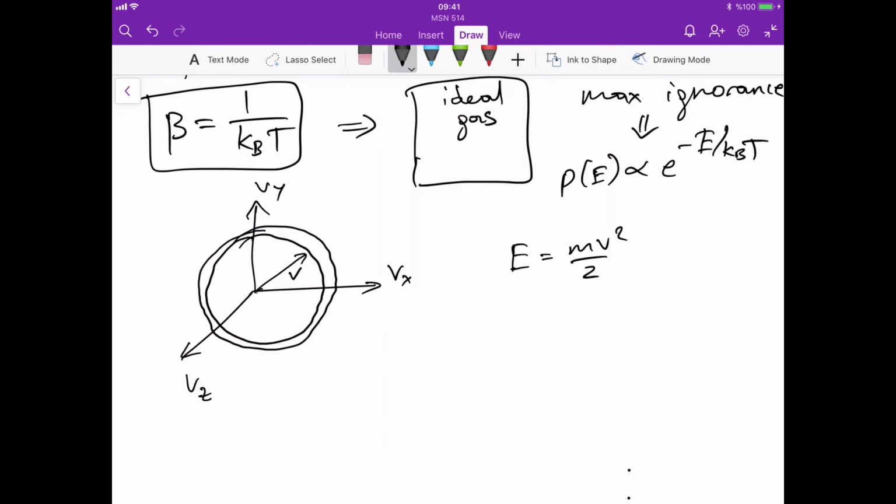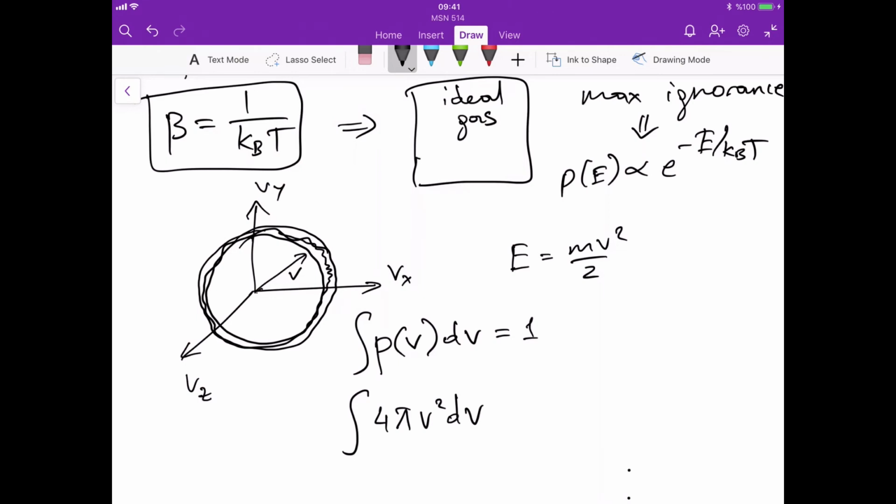What I can do is, I'm looking for something like probability of being at a certain speed, dv, and if I integrate it, I should get 1, right? Something like this. So how would you integrate this probability? You could integrate it: probability of being here times the volume of that one, right? So basically you can do 4 pi v squared dv times e to the minus mv squared over 2 kBT. Do you understand what I just did? I plugged in this energy over here.